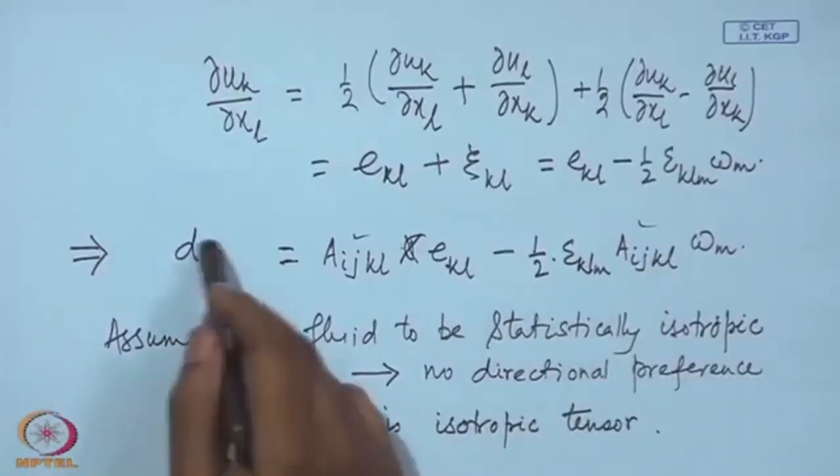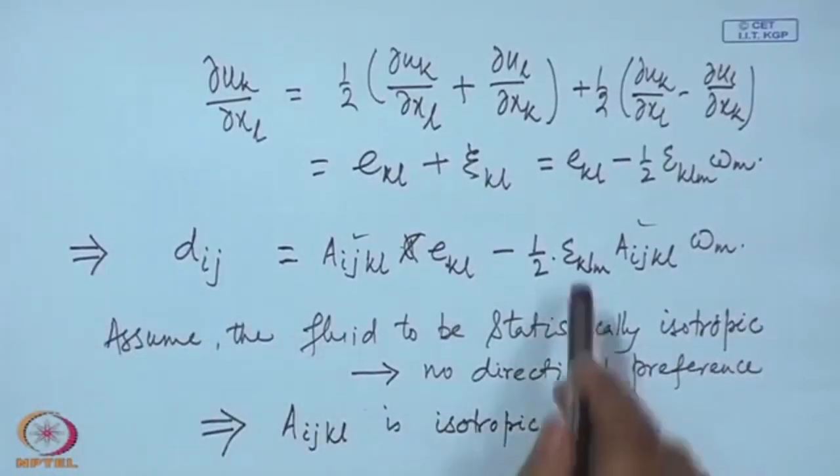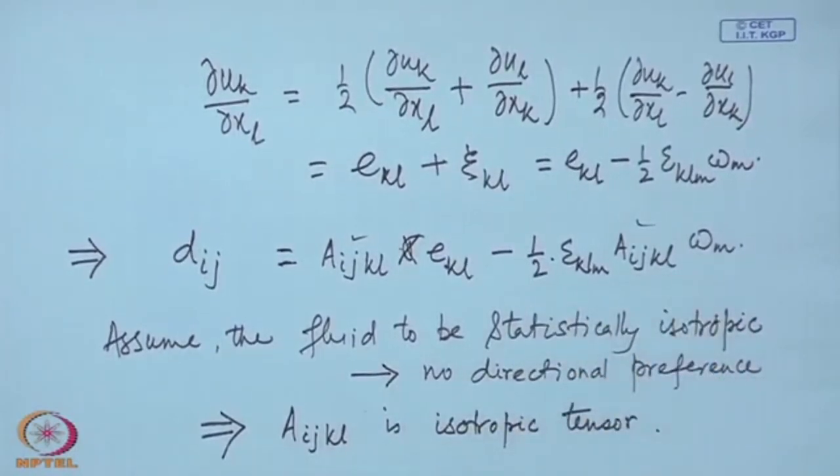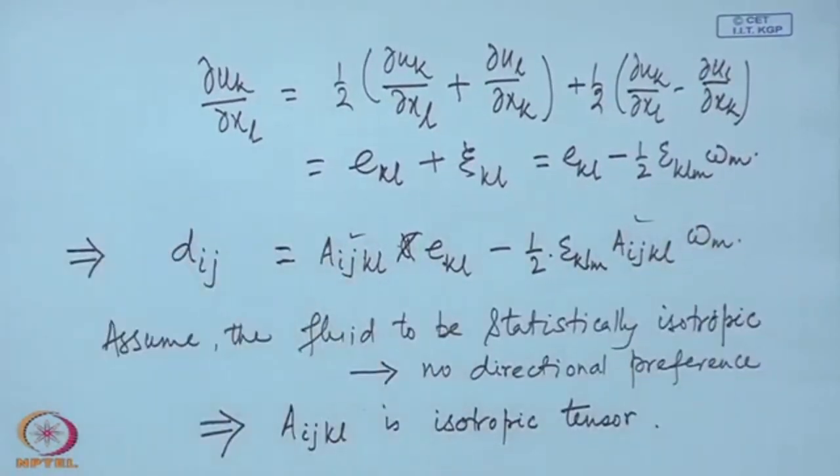That is what it is: the second term will have no influence on this d I j. That is, this term containing the vorticity will have no influence on d I j, or this term will not be there at all. Vorticity has no contribution towards this stress, and I think it is also well known to you in solid mechanics. If a body is in pure rotational motion, that body does not experience any stress, or rather rotational motion has no contribution towards stress.